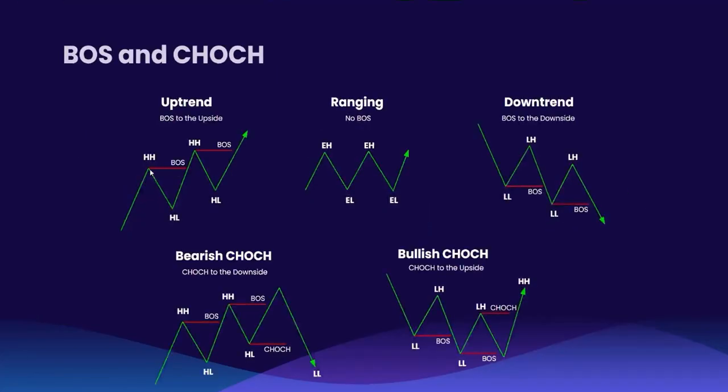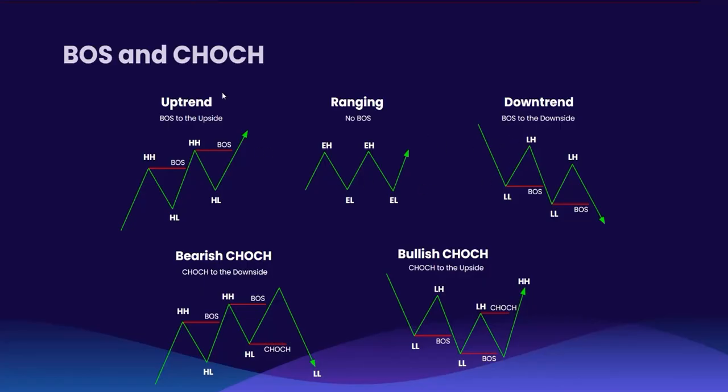As you see, higher high, higher low, then price breaks above the last higher high to create another higher high. Higher low, then price breaks again above. This means we are on an uptrend. When price is ranging, we do not have any break of structure to any side. As we see here, equal highs, equal lows, there's no break of structure. As we see on the uptrend, price is breaking the highs, there's a break of structure to the upside. When price is ranging, we do not see any break of structure. Price is staying inside the range.